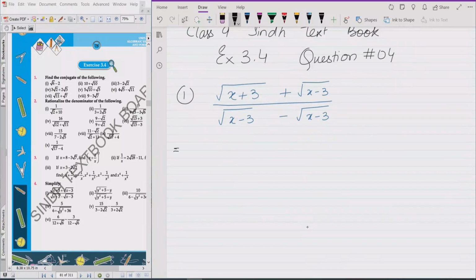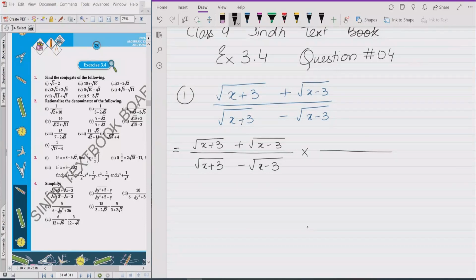What we can do here: we take √(x+3) + √(x−3) over √(x+3) − √(x−3), right? In the last class we discussed this type of question: we simplify by taking the conjugate of the denominator and multiply it in the numerator and denominator. Here is a minus sign, so the conjugate will be the plus expression, √(x+3) + √(x−3), right? Now we multiply numerator by numerator and denominator by denominator.